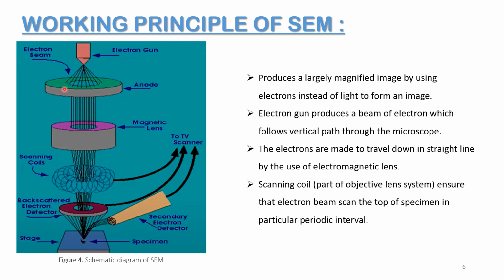And the scanning coil is applied around the objective lens. It helps to make sure that the electron beam falls onto the top of the specimen at a particular periodic interval.